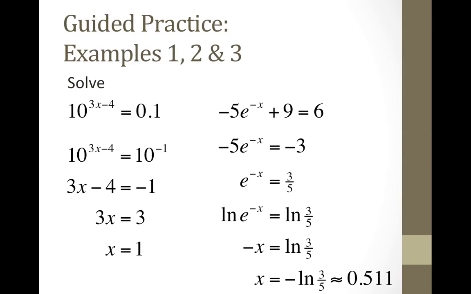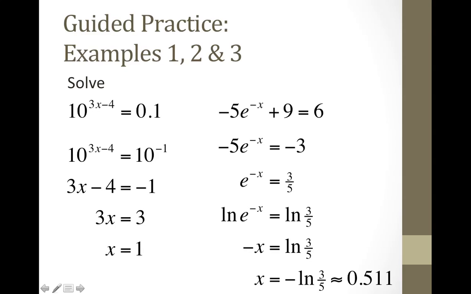All right, so here's what your work could look like. In the first example, since we have 10 to the 3x minus 4 power on the left and 0.1 on the right, we could rewrite this decimal as 10 to the negative 1 power. And so that would give us the same base and would allow us to just set our exponents equal to each other. 3x minus 4 equal to negative 1.